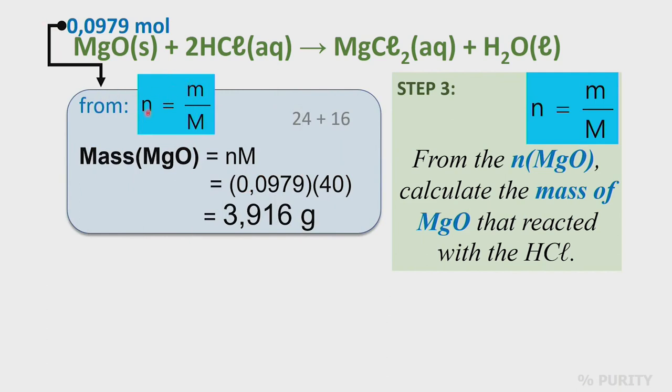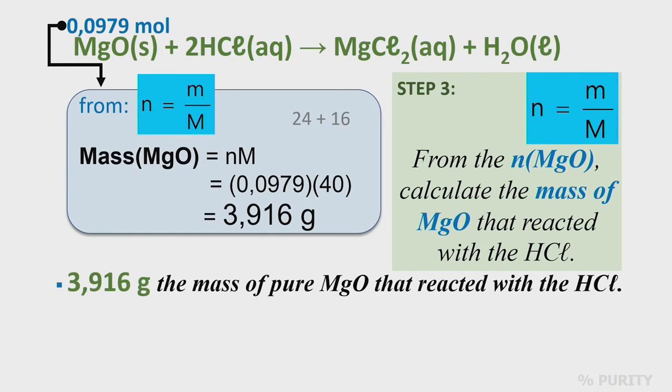We write down n is equal to 0.0979. And M, the molar mass of magnesium oxide, is 40. How did I get 40? Magnesium is 24 and oxygen is 16 on my periodic table. So that gives me 40. And there's my grams. And now I go for the last step.